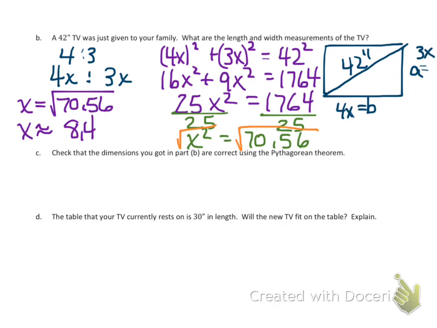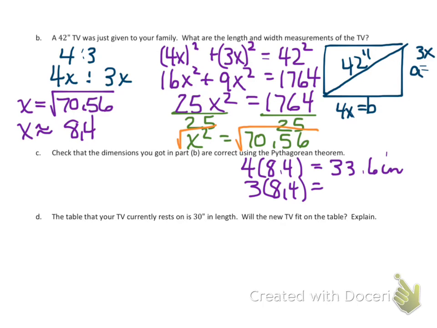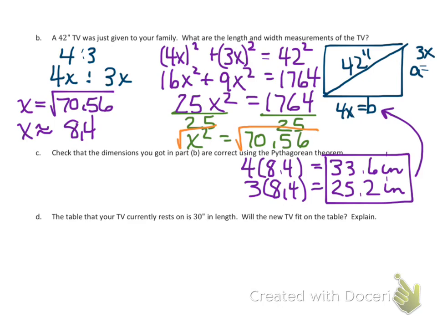Okay, but that's not the dimension, that's just x, right? So the dimensions we get are 4 times 8.4, which would be, let's see, what would that be? 33.6, and 3 times 8.4, which would equal 25.2. Okay, so these are the length and width of my TV. That one goes there and that one goes there. So that's the length and width.